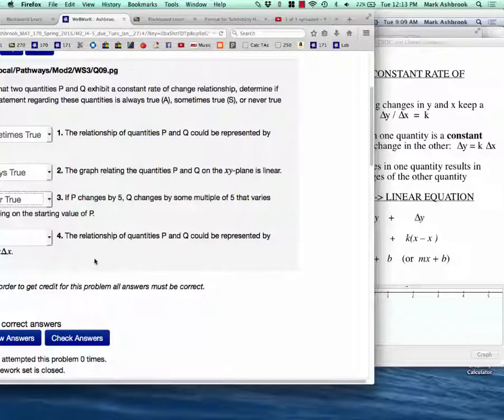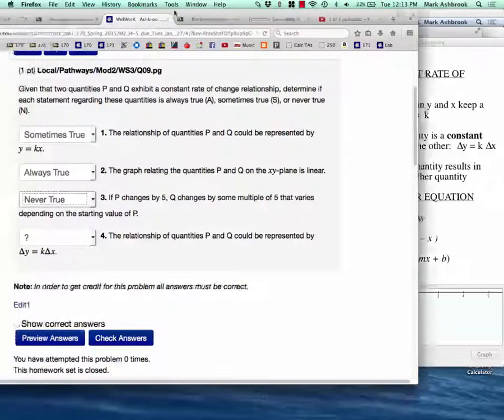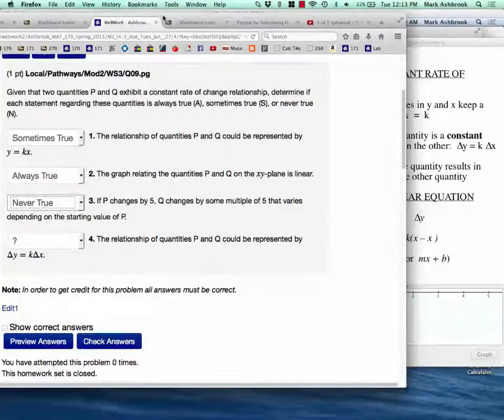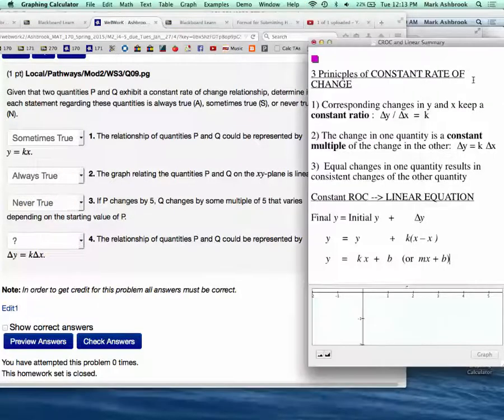Okay, the relationship between P and Q could be represented by delta y equals k delta x. So if you have a constant rate of change, you could represent the relationship delta y equals k delta x. Always, sometimes, or never? Always. Constant rate of change means you have constant multiple reasoning right there. So it's always.